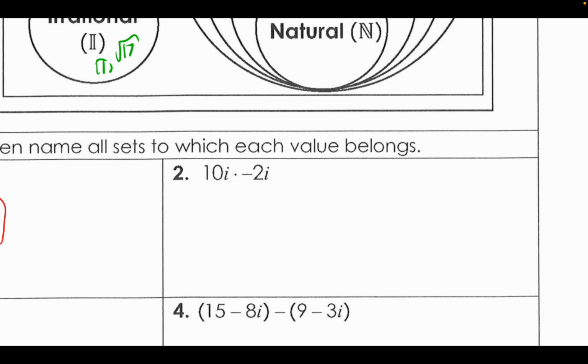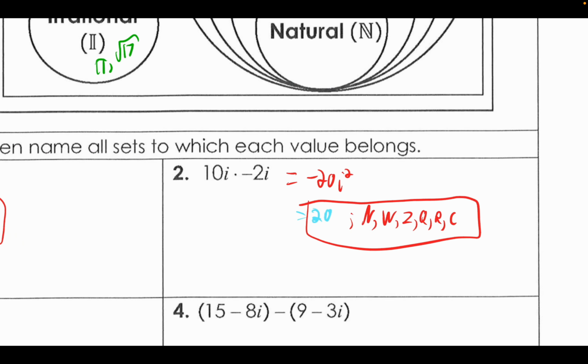Number 2, 10i times negative 2i. If we multiply these together, we get negative 20i squared, which is really 20. 20 is natural, whole, an integer, rational, real, and complex. It is all 6 of those number sets.